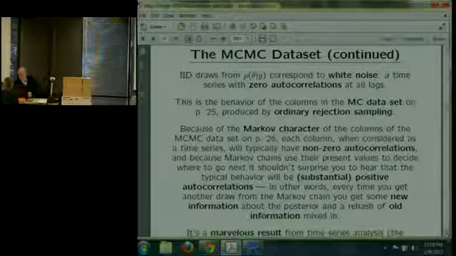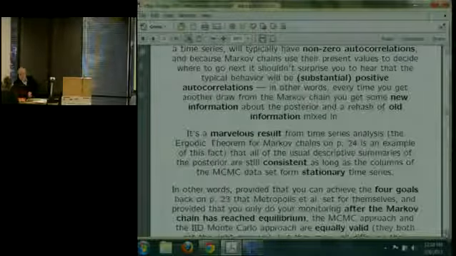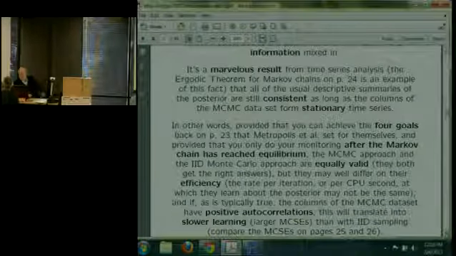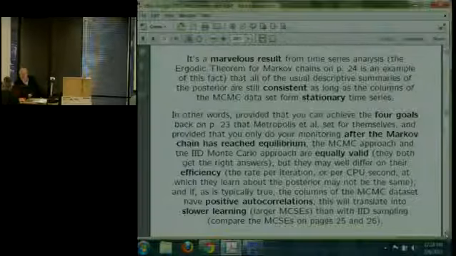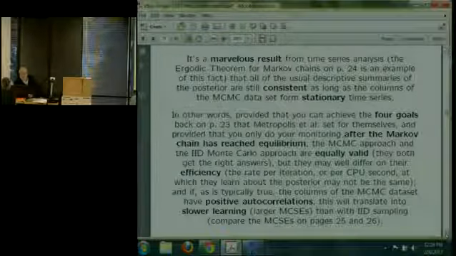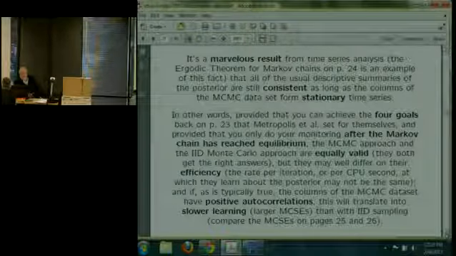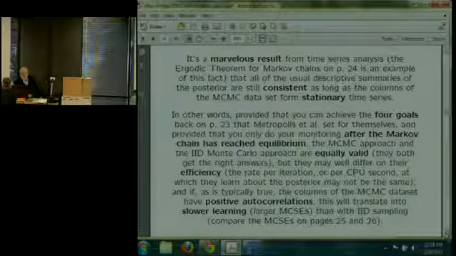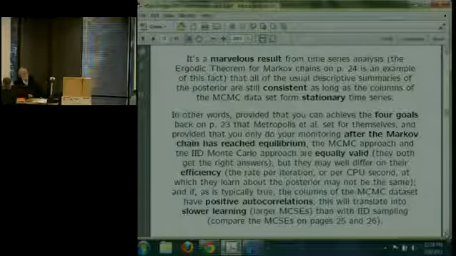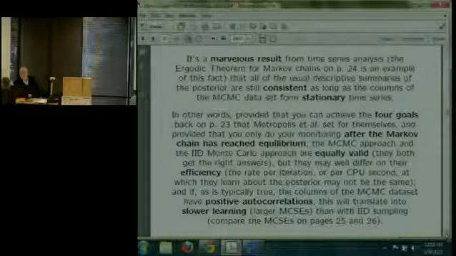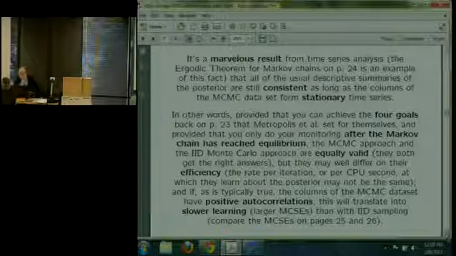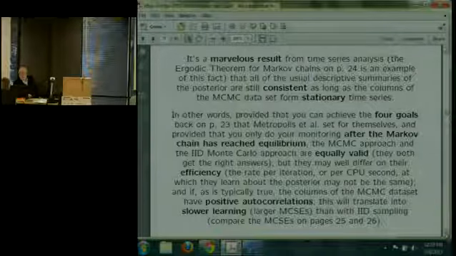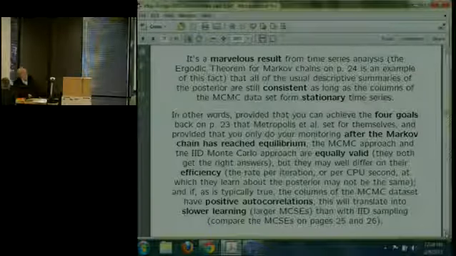And it's a marvelous result from time series analysis. The ergodic theorem is a generalization of the ordinary weak law of large numbers for IID quantities. It's a marvelous result that all of our usual descriptive summaries of the posterior are still consistent as long as the columns of the MCMC dataset form stationary time series whose equilibrium distribution is the posterior we're trying to sample from. And remember, the word consistent means just that idea of you can get as close to the right answer as you want by simply getting more and more monitoring draws.